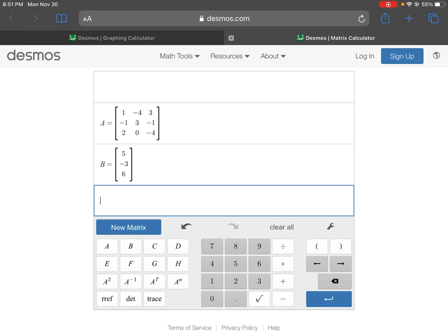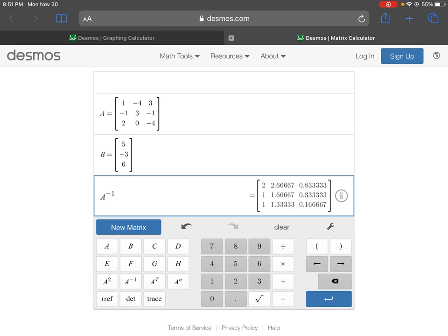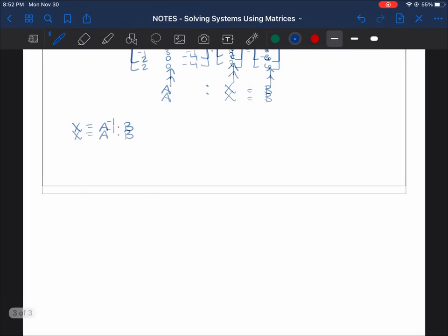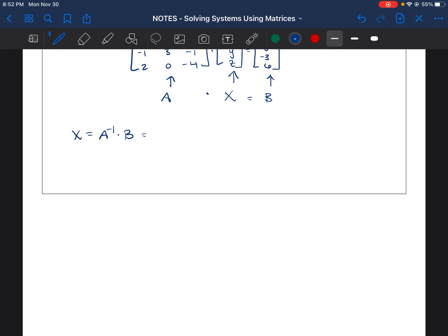And now all we have to do to solve for that variable matrix X is A inverse times B, with A inverse being on the left side. So A inverse times B, and notice that we get the matrix 7, 2, 2. And this is our variable matrix X, where 7 is the X value, 2 is the Y value, and 2 is also the Z value.